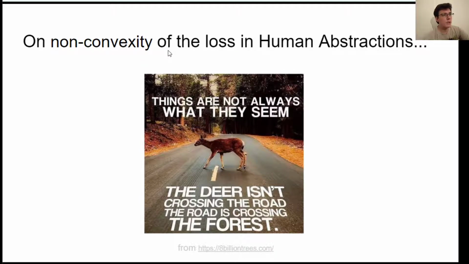There are 2 ways to look at the figure. Either the deer is crossing the road or the road is crossing the forest. And before knowing that there exists another representation, we can't know that it is there. This might be because we are in different valleys which local search cannot escape.